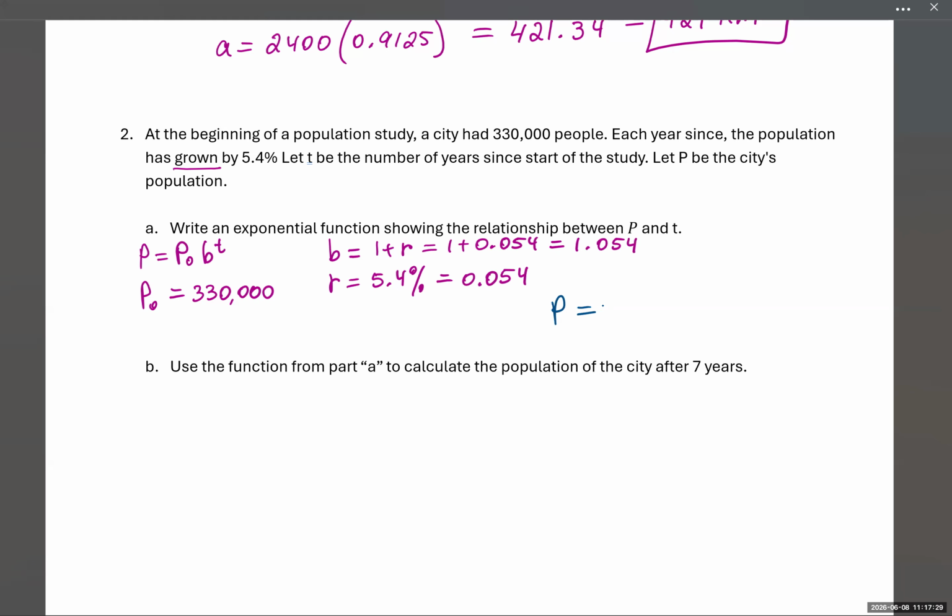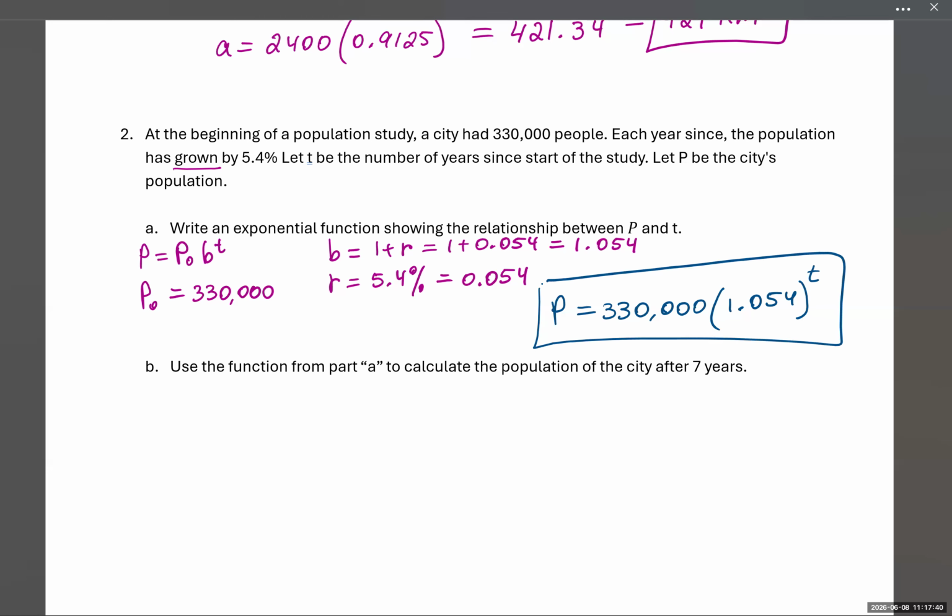Now, putting it all together into an actual function. P equals P naught, which is 330,000. B is 1.054 to the power T. This is the function that relates P and T.